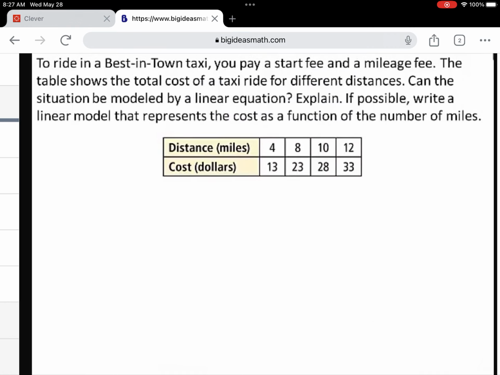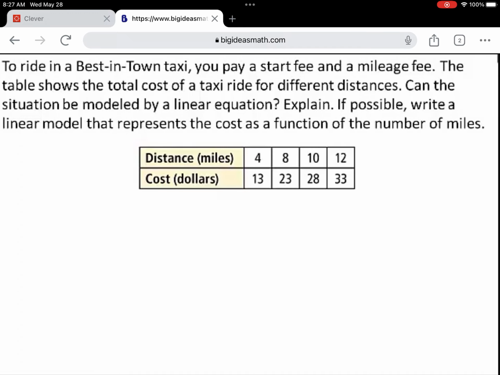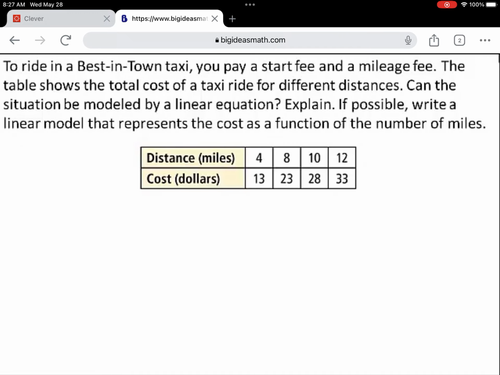To ride a best-in-town taxi, you pay a start fee and a mileage fee. The table shows the total cost of a taxi ride for different distances. Can the situation be modeled by a linear equation? Explain. If possible, write a linear model that represents the cost as a function of the number of miles. To determine whether the data are linear, find the rate of change for consecutive data pairs in the table.